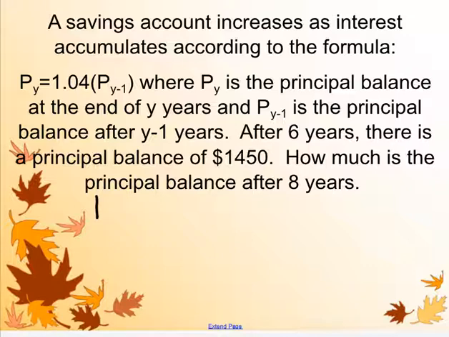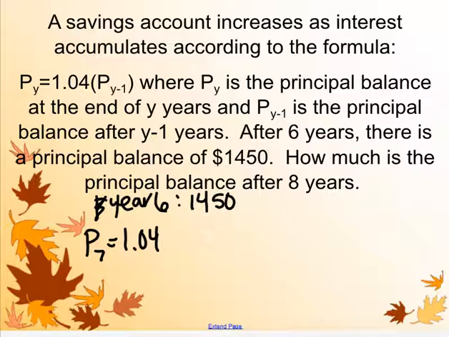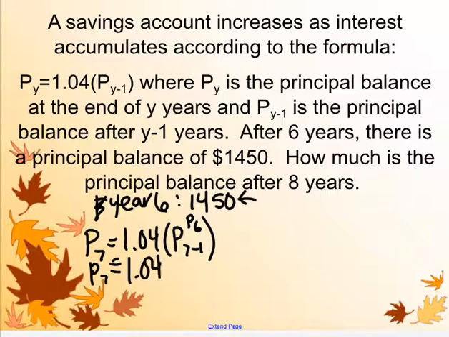So we're given this, that for year 6, we have 1450, but we want year 8. Unfortunately, to be able to get year 8, I'm going to need to know year 7. So let's find that. The principal balance of year 7 is 1.04 times P sub 7 minus 1. Well, P sub 7 minus 1, that's just P sub 6, and I know that. That's what's right there. So I can just say that P sub 7 is 1.04 times 1450, because that's our principal balance for year 6. And if we multiply that out, 1450 times 1.04, we get 1,508. So we have found P sub 7, 1,508.